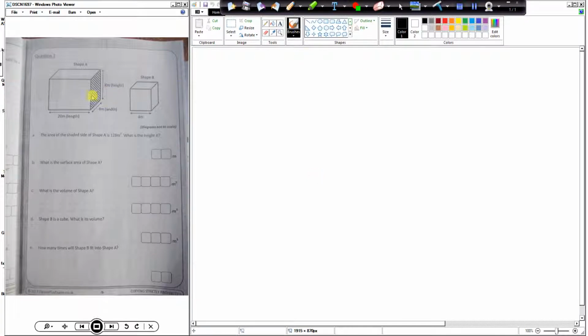Okay, question 2, part A. The area of the shaded side of shape A is 128 meters squared.